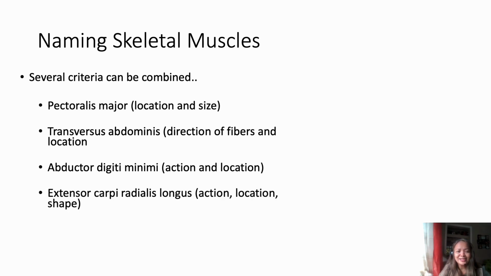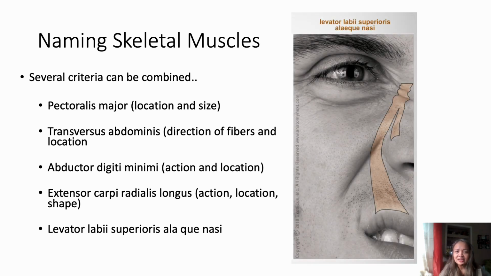Extensor carpi radialis longus. It sounds like a Harry Potter spell. Extensor carpi radialis longus. So extensor is action, location is there, and the shape of the muscle is also in the name. And here's a big one. Levator labii superioris alaeque nasi. Not that it's a major muscle, but again, I'm trying to explain how muscles are named. This is your levator labii superioris alaeque nasi.